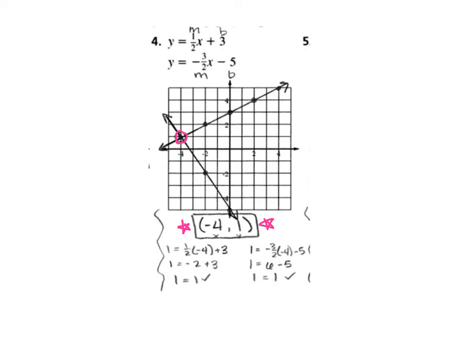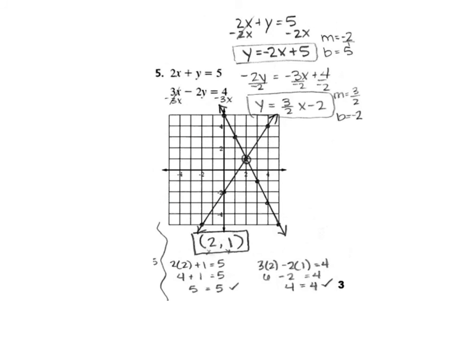And lastly, trying number 5. In number 5, we had to get y by itself in both equations before we could say what m and b were and put them on the graph. But once we did that, we should have found that the point of intersection is the point 2, 1. And then I can double check by plugging those values in for x and y to make sure that they give me true statements.